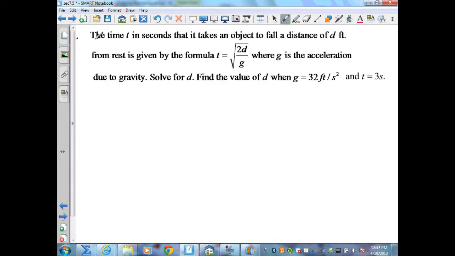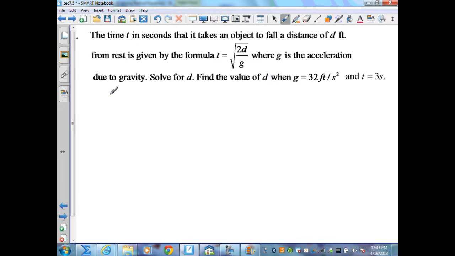In this problem, the time t in seconds that it takes an object to fall a distance of d feet from rest is given by the formula t equals the square root of 2d over g, where g is the acceleration due to gravity, and they want us to solve for d, find the value of d when g equals 32 feet per second squared, and when t is 3 seconds.